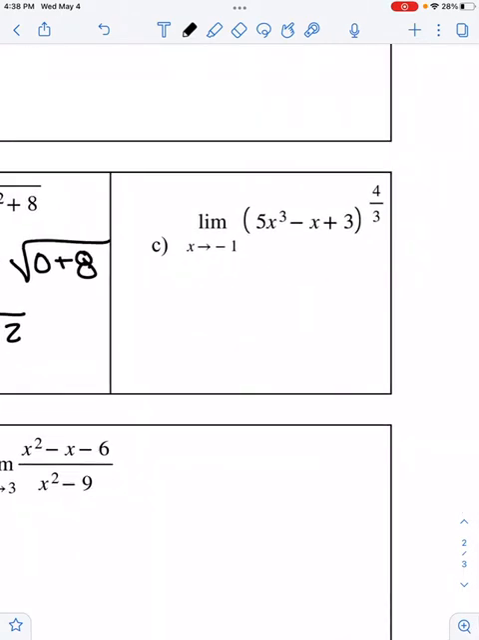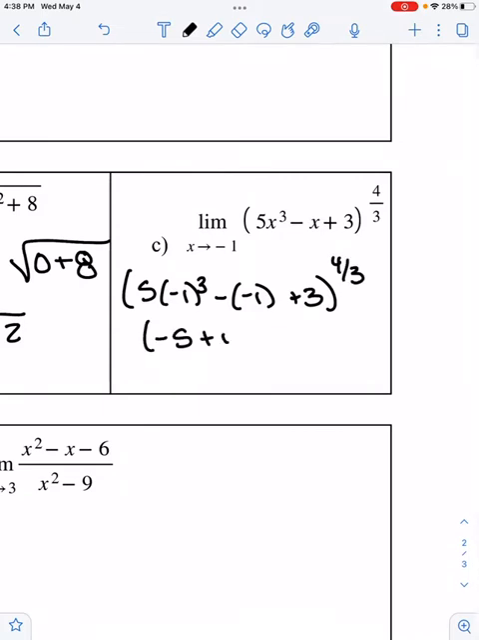The last one, 5 times negative 1 cubed minus negative 1 plus 3 to the 4/3 power. That's negative 5 plus 1 plus 3 to the 4/3. Negative 5 plus 1 is negative 4, and negative 4 plus 3 is negative 1, and negative 1 to the 4/3 is negative 1.